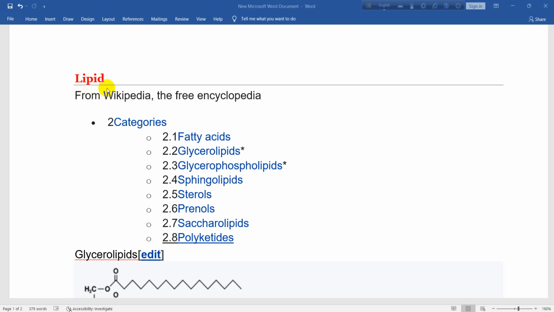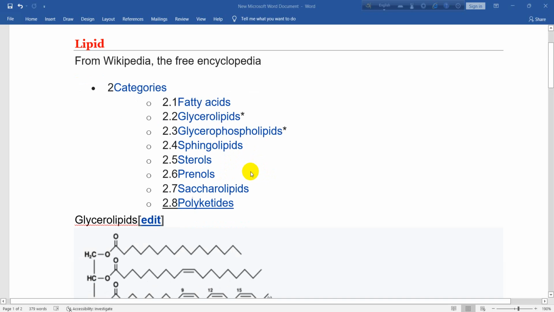Now we are going to talk about lipids, from Wikipedia, the free encyclopedia. As you can see, there are 8 categories of lipids. In our previous class, we talked about and listened to fatty acids. Now we are going to talk about glycerolipids and glycerophospholipids. So let's enjoy the reading on glycerolipids and glycerophospholipids.